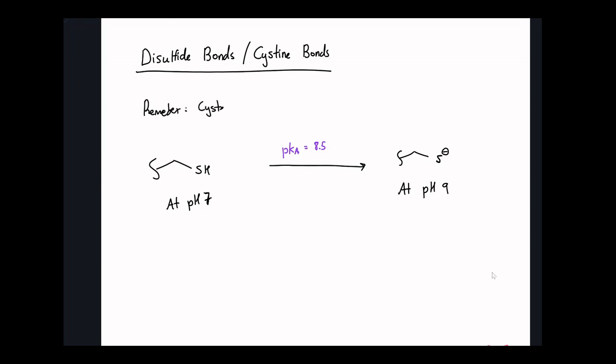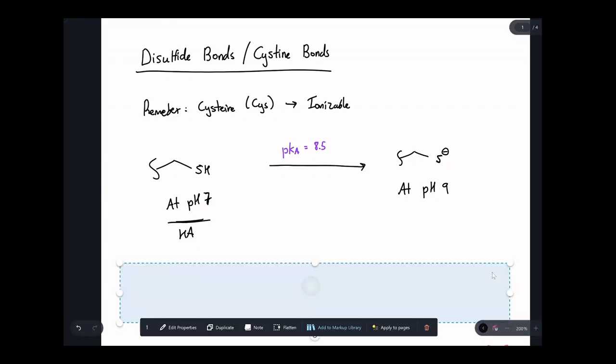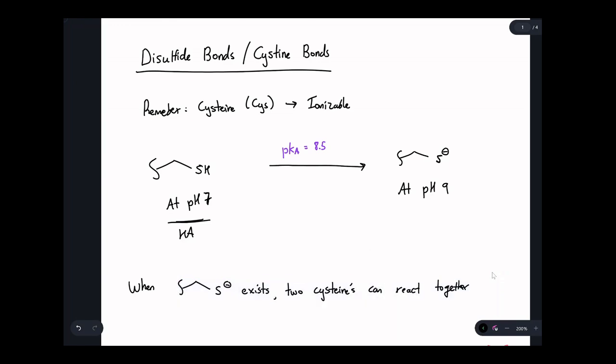So when we think about cysteine, or SCYS, this amino acid is ionizable. And specifically, with a pKa of 8.5, that means that at pH 7, we're mostly going to be dealing with the neutral SH form, the HA form, so to speak, of this amino acid side chain. But as we get to higher pHs, we're going to start seeing a lot of negative charge. We're going to start seeing the deprotonation of cysteine into S-. And the important idea is that when S- exists, the two cysteines can react together, and that forms a disulfide bond, which I'll show you below.